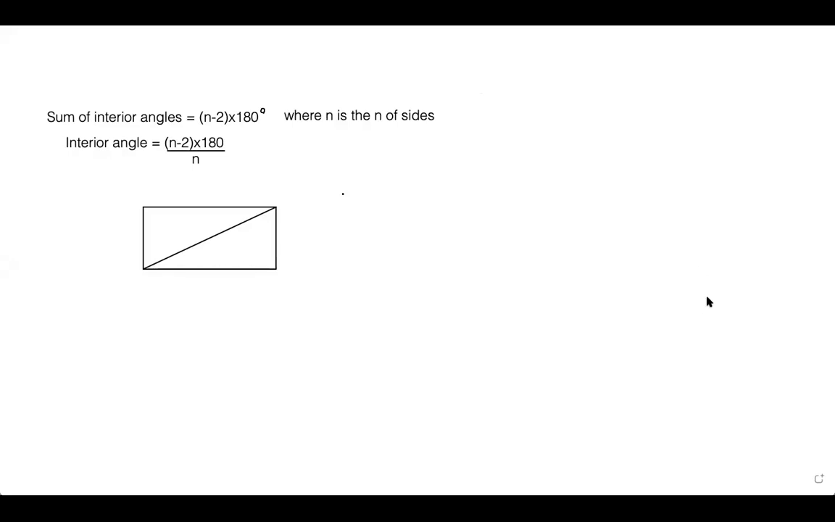Okay, maybe Teacher Theo, let's first note this. Let's first write this formula as well: exterior angle equals 360 over n, where n is the number of sides.